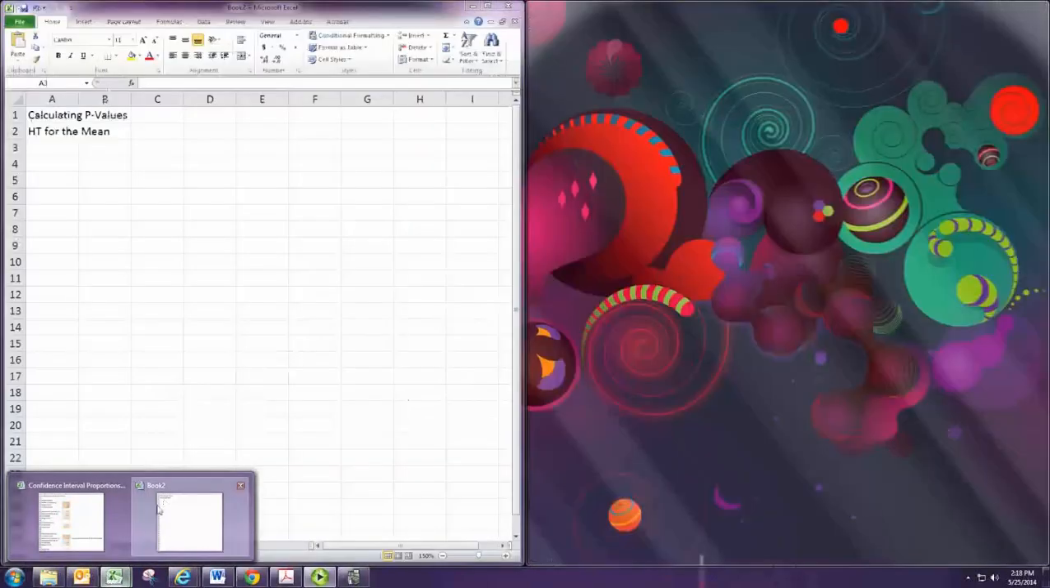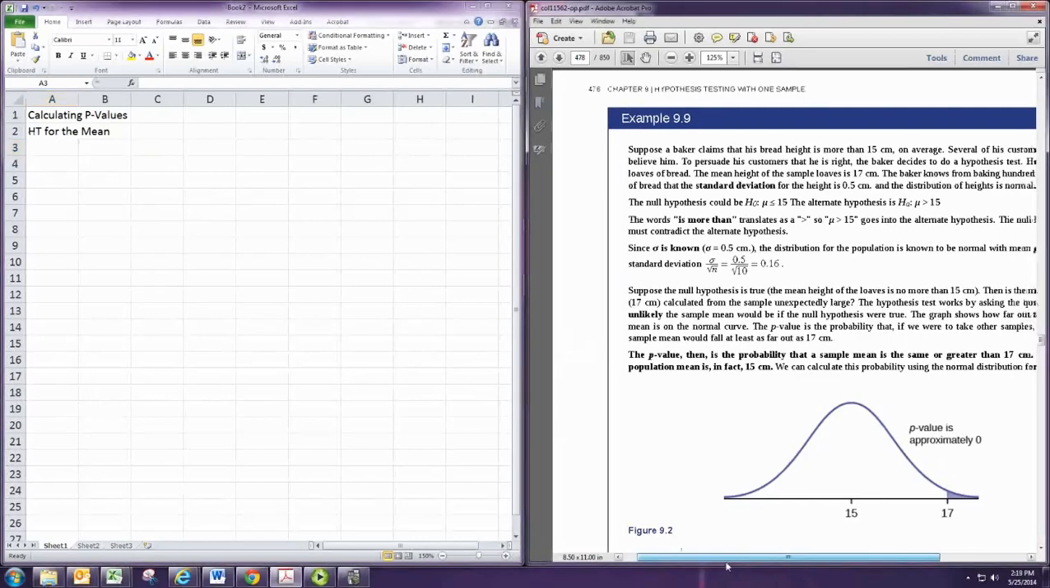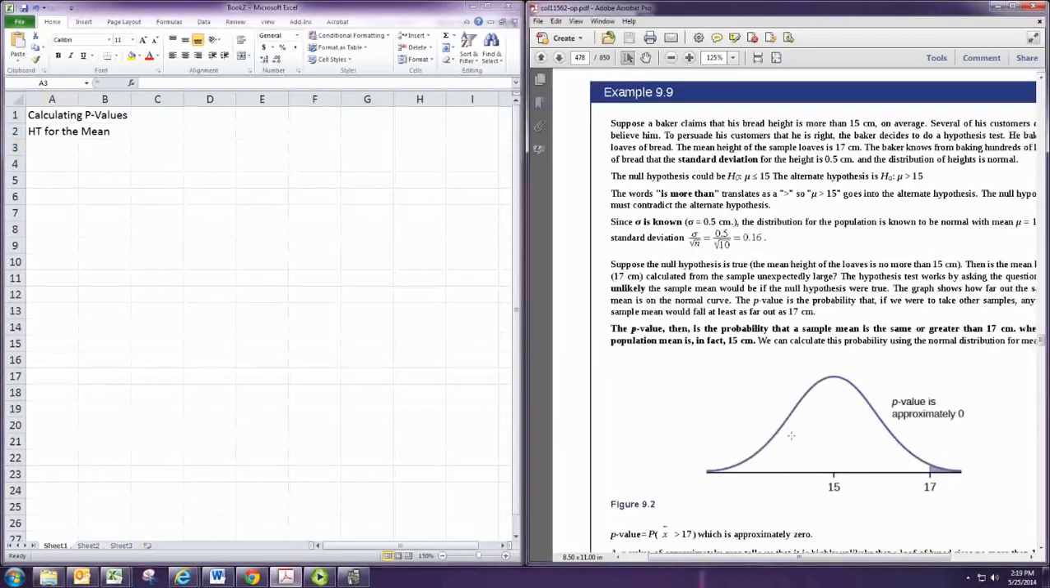In this video, we'll look at calculating p-values for hypothesis tests. We'll look at example 9.9, and you can see that the p-value is just the probability of a sample mean being greater than or equal to the sample mean that was collected in the right-tailed test case. In the left-tailed test case, it's the probability that it's less than or equal to that number, and in the two-tailed case, we combine those.